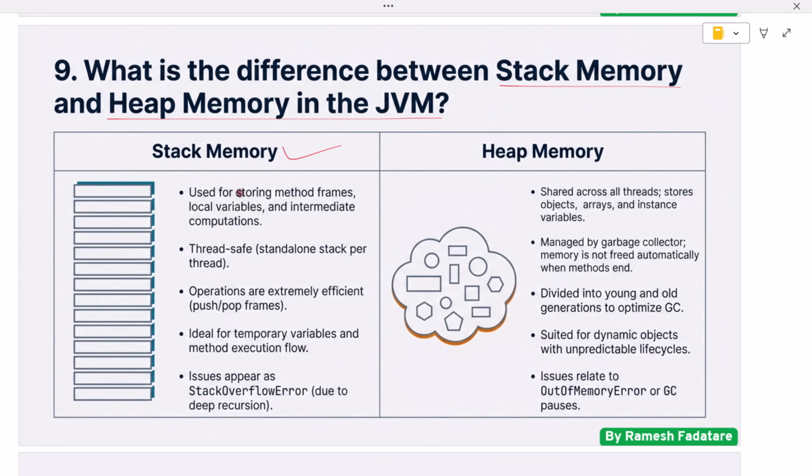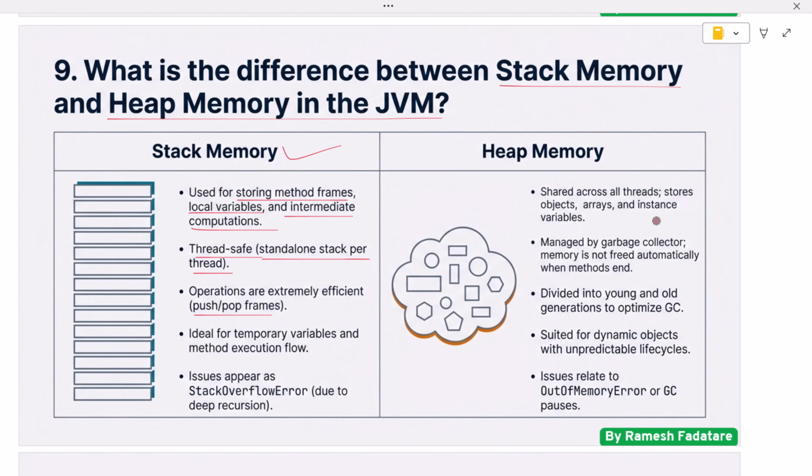Stack memory is used for storing method frames, local variables, and intermediate computations. Each thread has its own standalone stack, making stack memory thread safe. Whenever a method is called, a new frame is pushed onto the thread's stack, and when the method returns, the frame is immediately removed. Because stack memory is small and very fast, operations on the stack are extremely efficient.